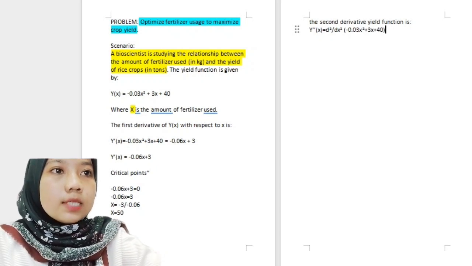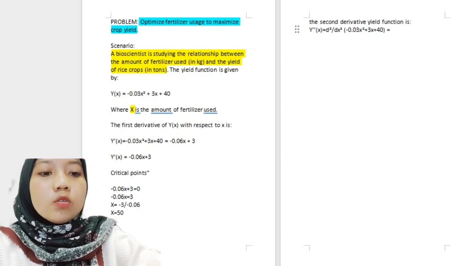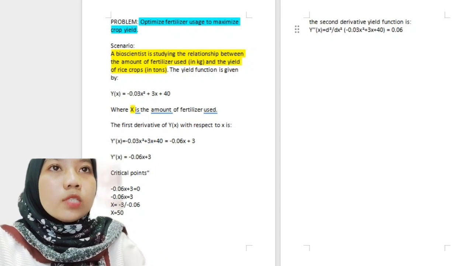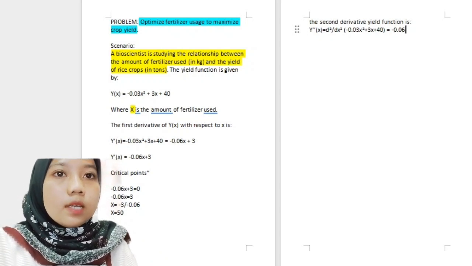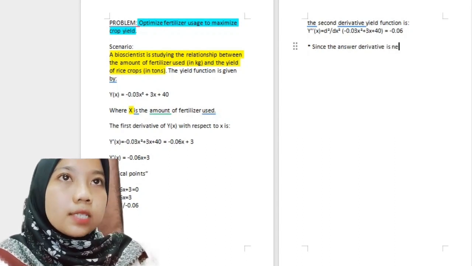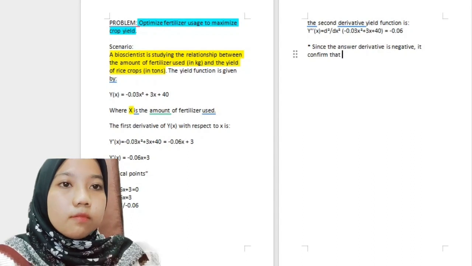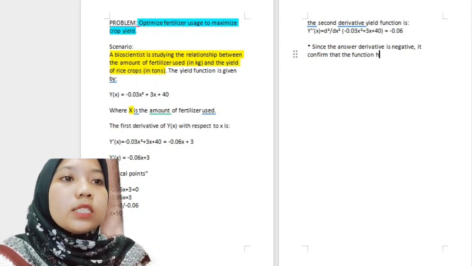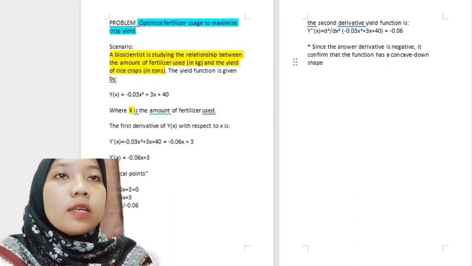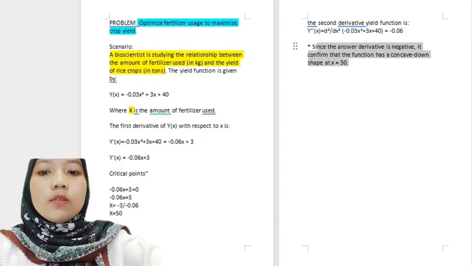And we will get the answer, which is equal to 0.06. Oh, sorry, negative 0.06. Since the answer is negative, it's confirmed that the function has a concave down shape at x equals 50.